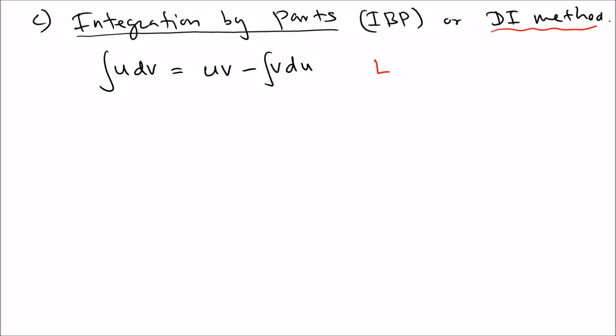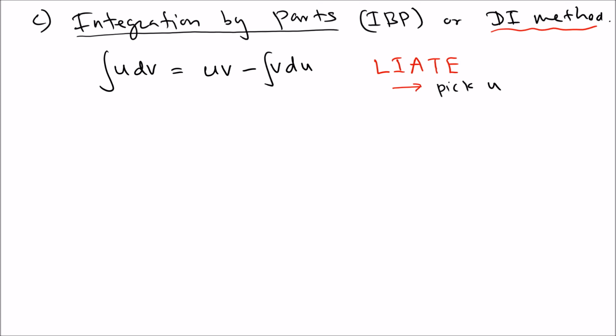It's log functions, inverse functions, and then algebraic functions, and then trigonometric functions and the exponential function. So that's the order: logarithmic, inverse functions, algebraic functions, trigonometric functions, and the exponential functions. That's the order we're going to pick u. We pick u according to this order from left to right. That's the preference order. Pick u according to this argument. The rest of the integral is the dv. That's how we do it.